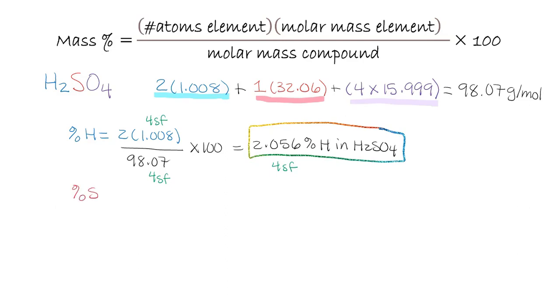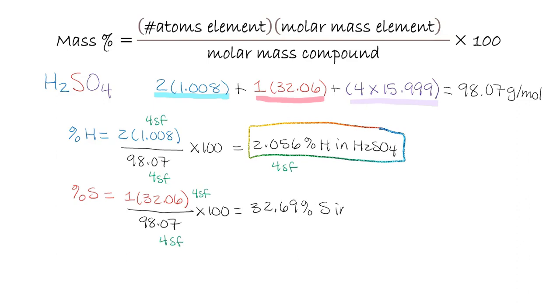For sulfur, we have 1 times 32.06 divided by 98.07 times 100. In this case, we still have 4 sig figs for our compound. We have 4 sig figs for the element, once again, so our final result will be rounded to 4 sig figs. And when we do the math, we end up with 32.69% sulfur in H2SO4.